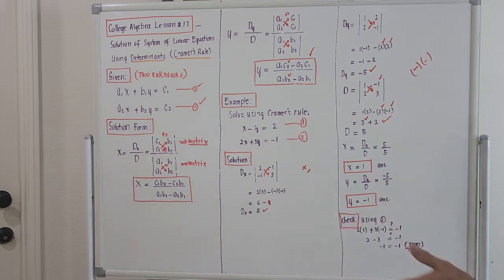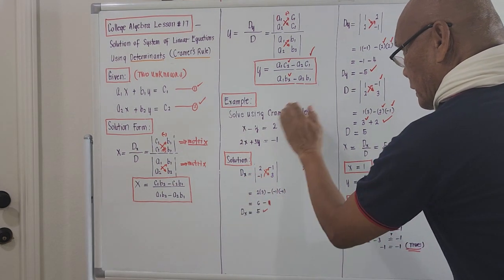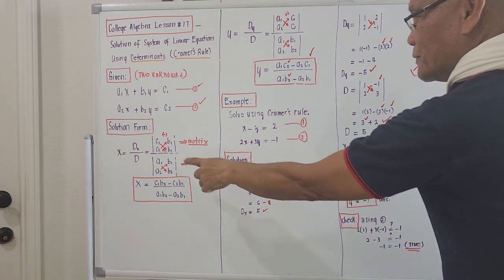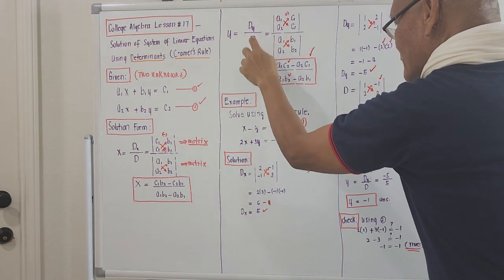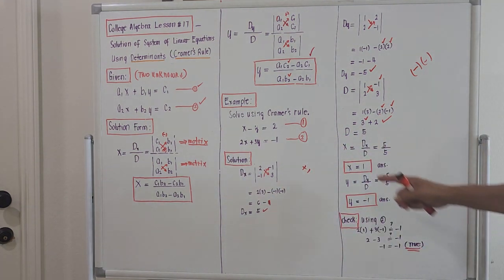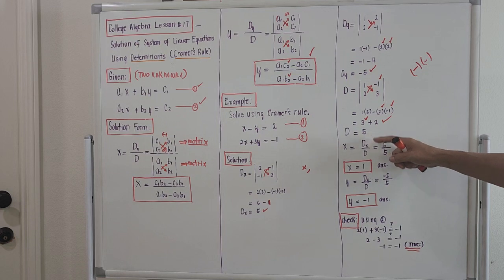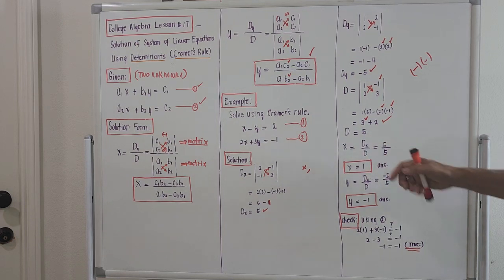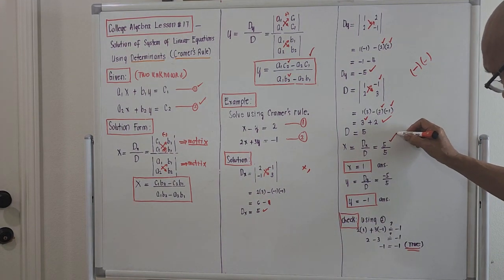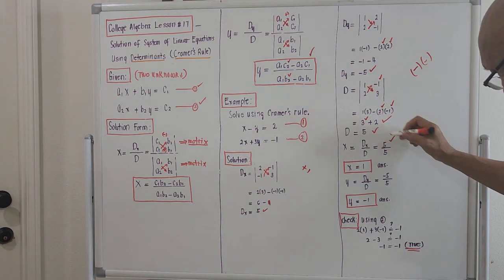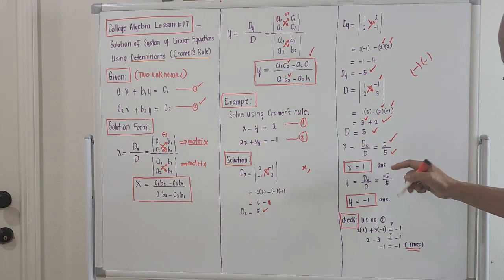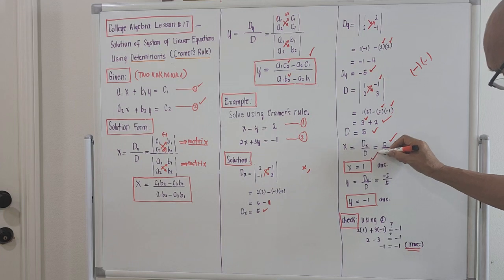So if we go back now to this equation here, because we computed the values of d sub x, d sub y, and d separately, it is just a matter of substitution now. So x will be the determinant of x over the determinant d. The determinant of x is actually 5, and the determinant d is actually 5. So 5 over 5, a plus and a plus will still be plus. So the value of x is plus 1.